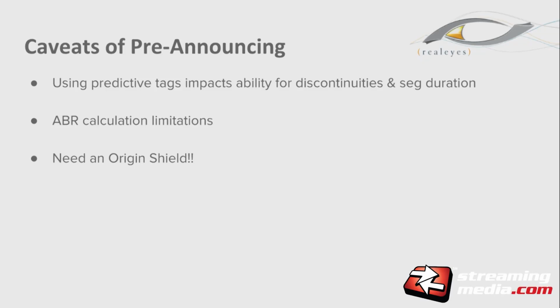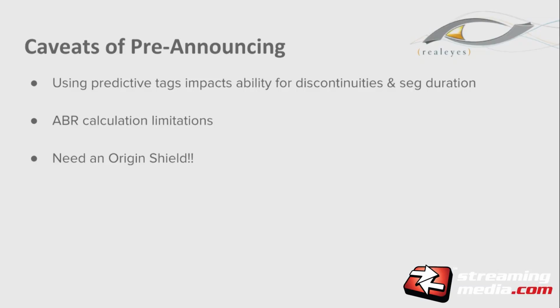All right, so caveats to watch out for when you're pre-announcing. The idea here is we're saying, hey, content's coming. It may not be available or may be partially available. So using predictive tags impacts the ability for discontinuities and segment durations. Be careful on that. Technically, with the HTTP 1.1 chunking, you can still do your segment durations. But the idea here is if you're telling the manifest that something's available before it's actually necessarily there, if the encoder then has a problem in the middle, you've already told the player, we're good, just load it. It'll be there when I tell you, right? You're losing some reliability. Things like discontinuities can be really key and cause all sorts of problems.